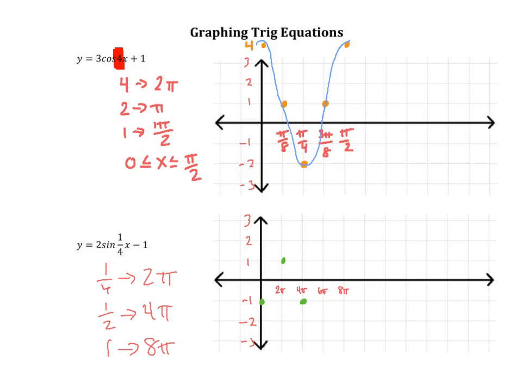The fourth point in a sine graph is at negative 1. So negative 1 times 2 is negative 2. And then negative 2 minus 1 is negative 3. And my last point in a sine graph is back at 0. So 0 times 2 is 0. And then 0 minus 1 is negative 1. Now I am going to go ahead and draw my graph. So I start at negative 1 and then finish right back at negative 1. That is the graph of y equals 2 sine of 1/4 x minus 1.